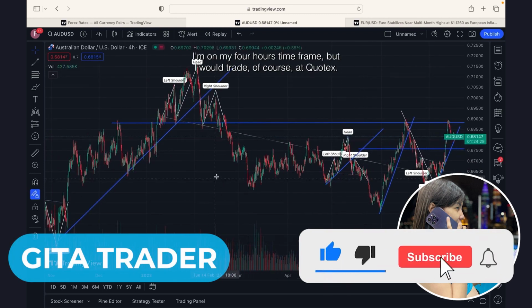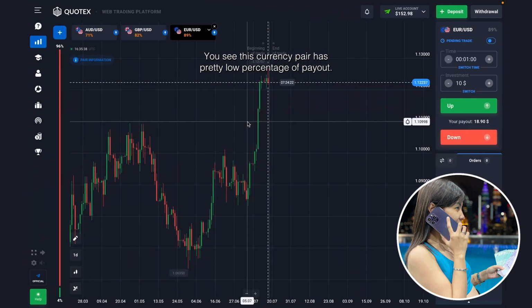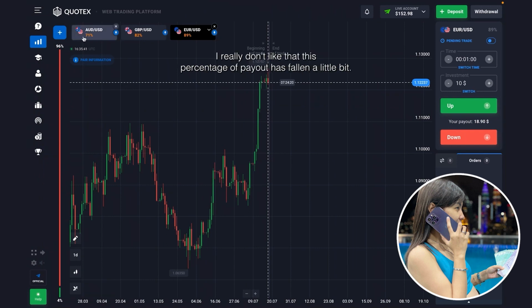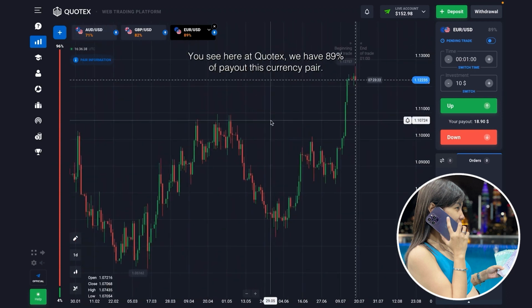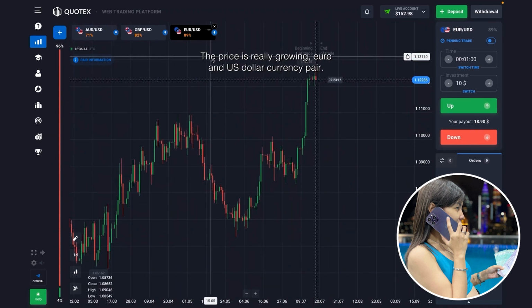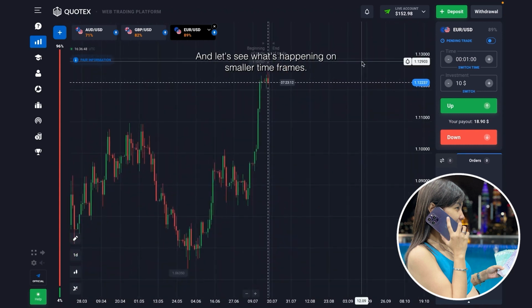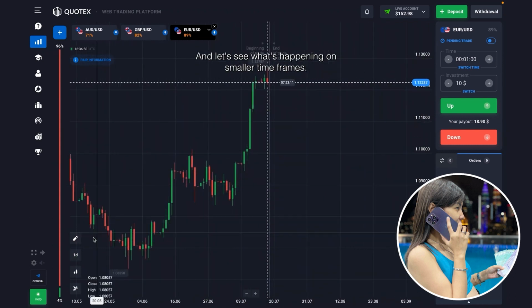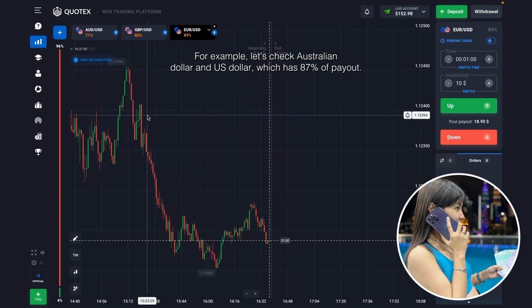And I'm on my 4 hours time frame, but I would trade of course at QUOTEX. You see this currency pair has a pretty low percentage of payout, and I really don't like that this percentage of payout has fallen a little bit. And you see here at QUOTEX we have 89% of payout on this currency pair, and it's my 1 day time frame. The price is really growing, euro and US dollar currency pair, and let's see what's happening on smaller time frames. So let's see, I think 1 minute time frame, because on 1 minute time frame the trend can be opposite. For example, let's check Australian dollar and US dollar, which has 87% of payout.